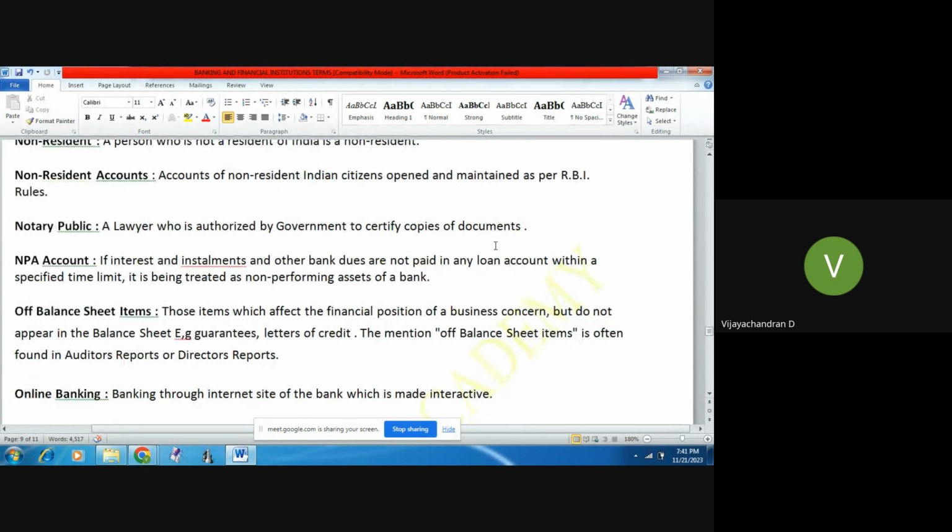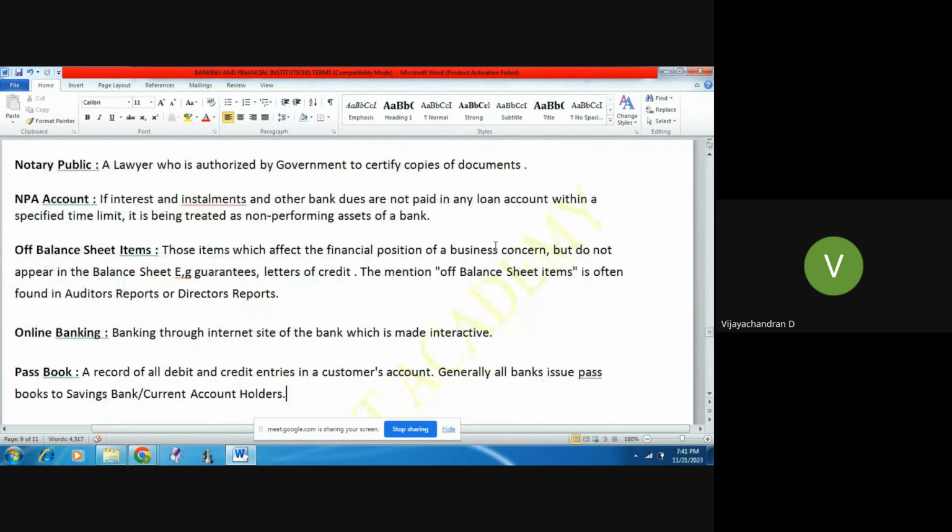NPA, as you know, is non-performing asset. OD, overdue, means not paid within the stipulated time. Overdue accounts will come under NPA.